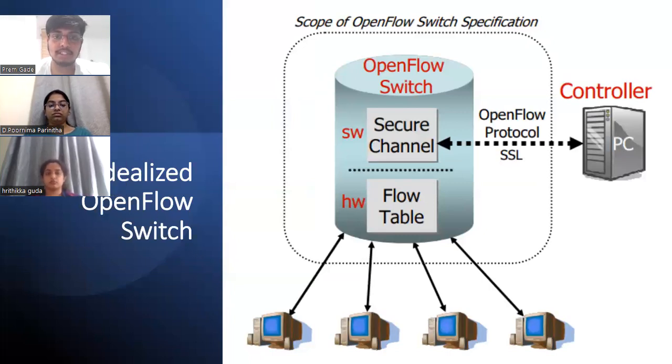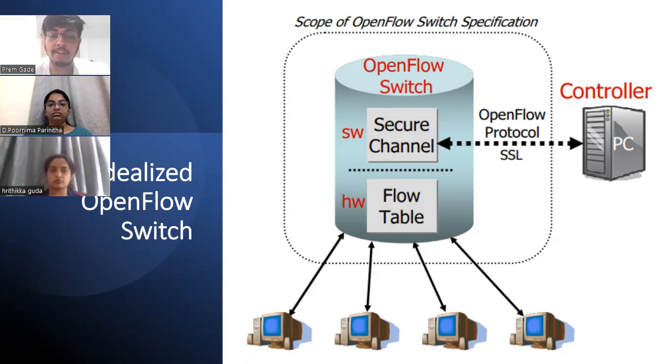Idealized OpenFlow switch. This is the OpenFlow switch architecture. Here we can see a secure channel is established between the OpenFlow switch and the controller, which is necessary for secure communication. The OpenFlow protocol, likely using SSL for encryption, is the method of communication between the switch and the controller. The flow table, which is likely a part of hardware, is shown at the base of the OpenFlow switch.